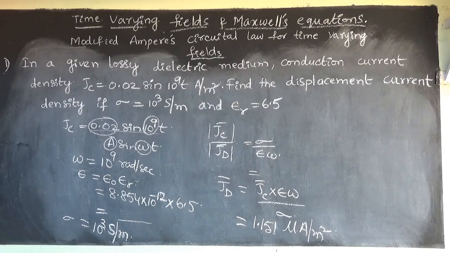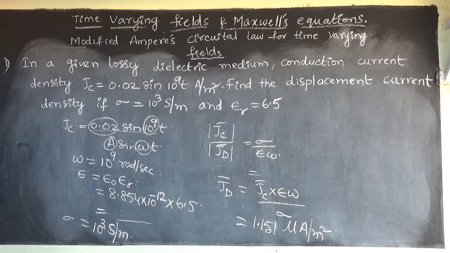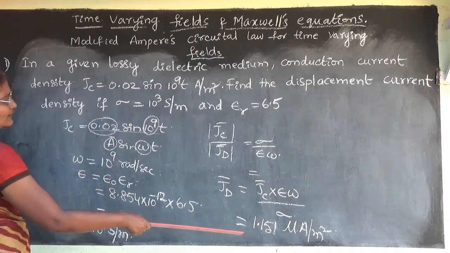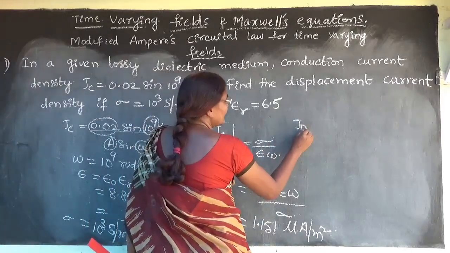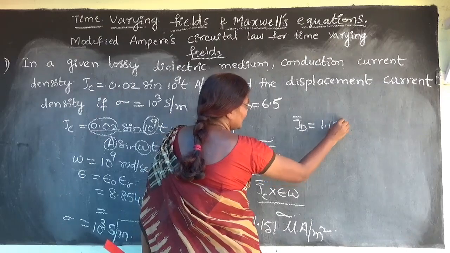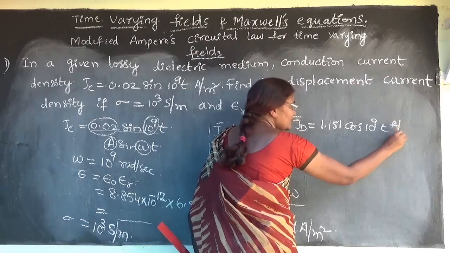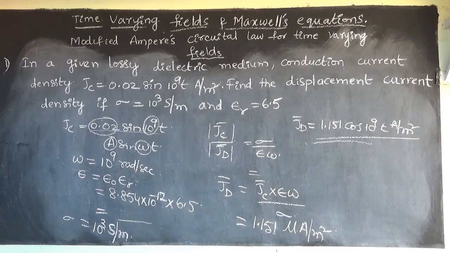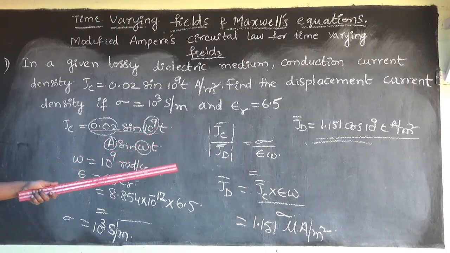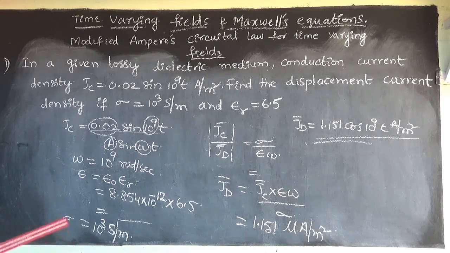And we will observe one thing, that Jc bar and Jd bar will always be at right angles to each other. So if one is sine, the other will be cos. So its value Jd bar is going to be 1.151 cos 10 to the power of 9t ampere per meter square. So we use the formula sigma by epsilon omega to find the current densities that we want.